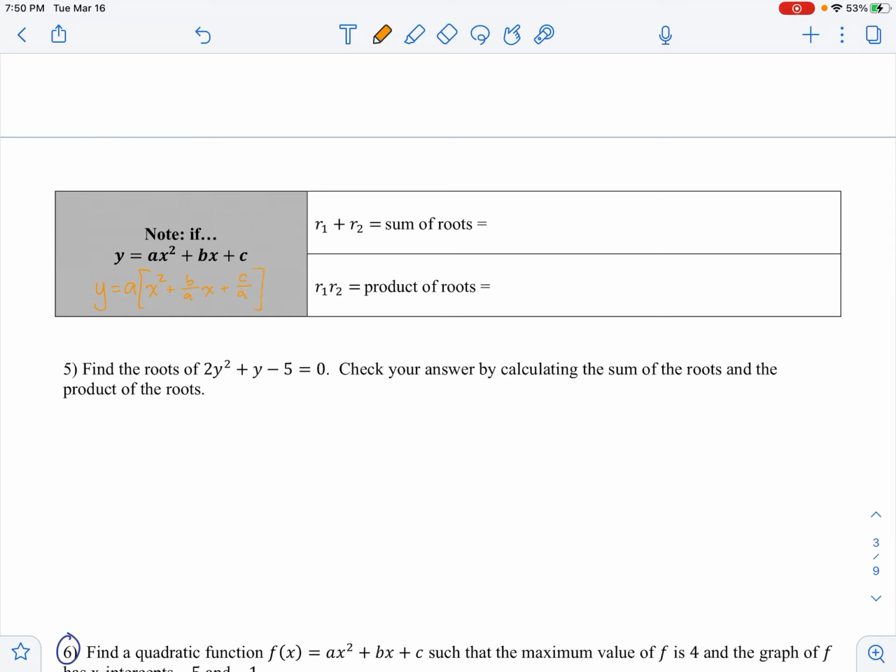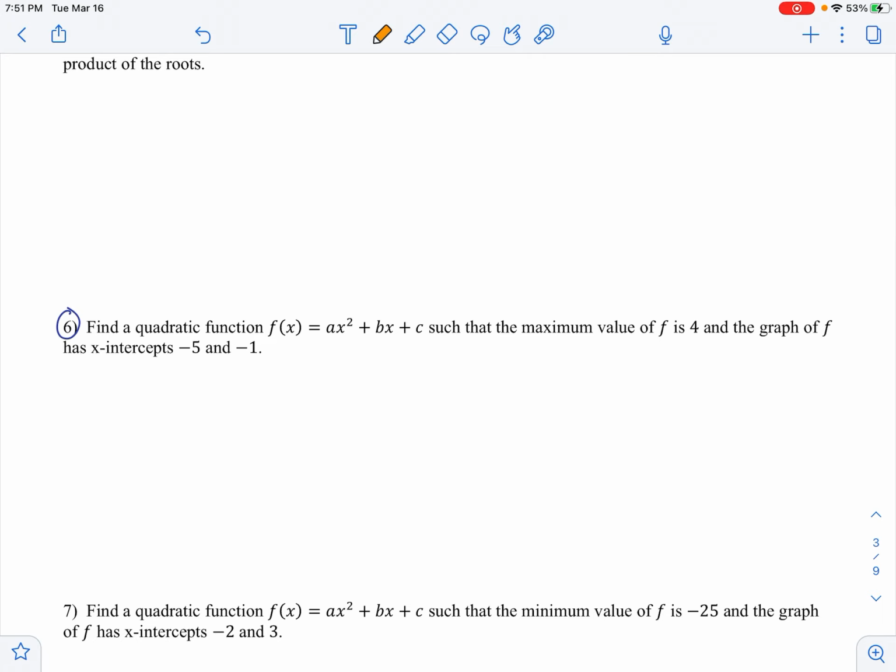And so when I look at my sum of my roots and my product of my roots, I now have another way I could write those. I could write the sum as the opposite of my middle term, which is negative b over a. And my product is my c over a. We're going to use this to answer question number 6. We're going to find a quadratic function in standard form such that the maximum value is 4 and the graph has x-intercepts at -5 and 1.